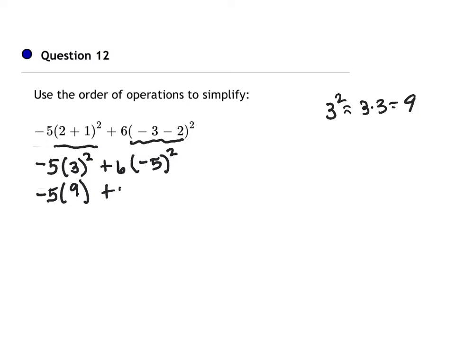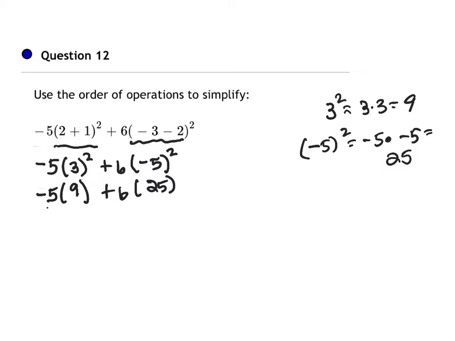Then +6. Notice how all of that is in parentheses, that -5. So it's -5 that's being squared. So that means -5 times -5. So that's a +25. So we're going to put +25 in here. And the exponent and the sign have gone away now.